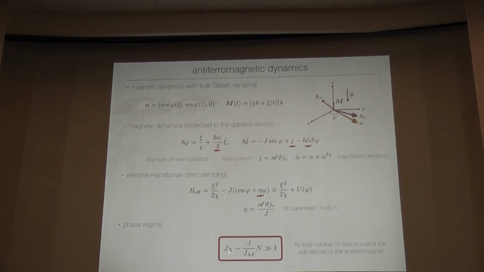And J times chi is estimated to be J, the exchange coupling to the ferromagnet, over the internal exchange scale of the antiferromagnet, which could be very small, but that's multiplied by the total number of spins N on one of the sublattices of the antiferromagnet. So this parameter hopefully is large. If you can make a large enough monodomain antiferromagnet, maybe we can go into this regime where this is much greater than 1.